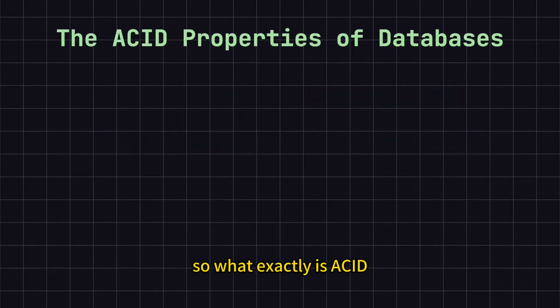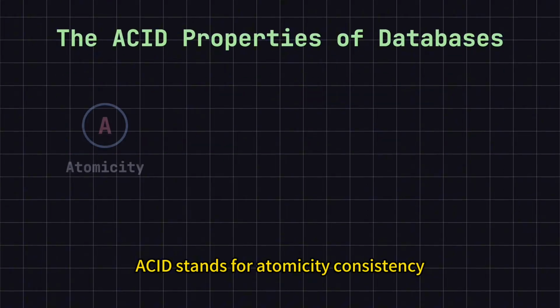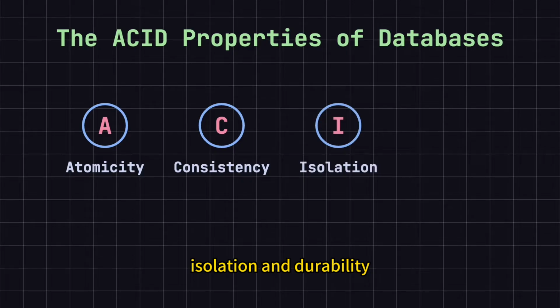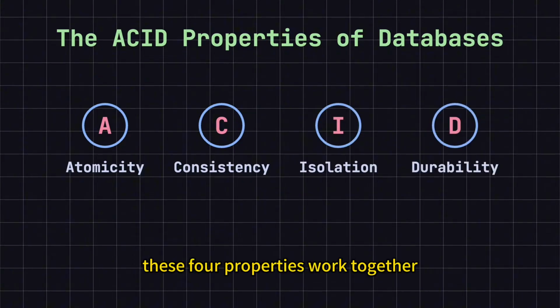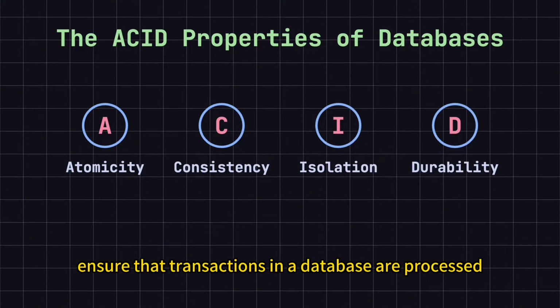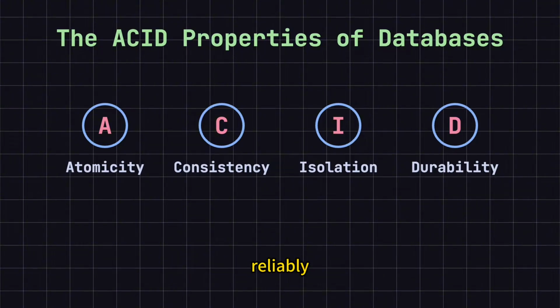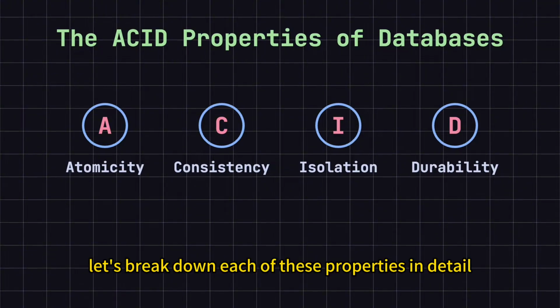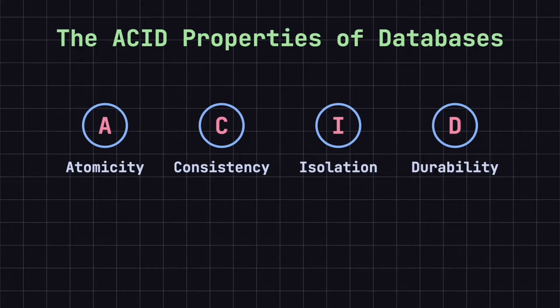So, what exactly is ACID? ACID stands for atomicity, consistency, isolation, and durability. These four properties work together to ensure that transactions in a database are processed reliably. Let's break down each of these properties in detail.